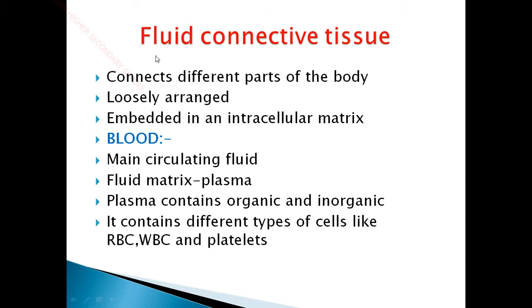So it's a type of fluid connective tissue which is loosely arranged, and these fluid connective tissues are embedded in an intercellular matrix. So inter means between the cells, so it is present in the form of a matrix. So these kinds of fluid connective tissue are embedded in an intercellular matrix. Blood is a very good example of a fluid connective tissue.